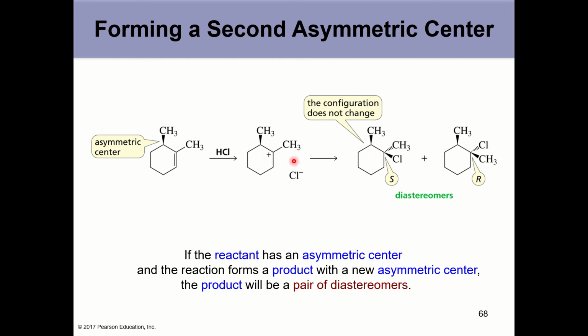And if we generate a new asymmetric center as a result of the reaction, then we will create both the R and S isomer at that carbon, and we'll create two molecules that have one carbon with the same asymmetric configuration and the second carbon with different asymmetric configuration, which means we've created a pair of diastereomers. So the rule: if we have one asymmetric center in the reactant and we form a second asymmetric center as a result of the reaction, then the reaction forms a product that will be a pair of diastereomers.